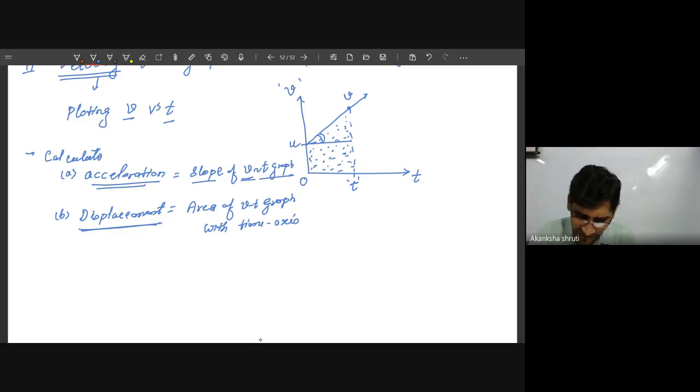How is this? Okay. So this area, means the shaded portion, gives us the displacement. How to calculate the displacement? Means we have to calculate the area. And that we have also learned. This trapezium area can be calculated by adding the area of the rectangle and the area of the triangle.